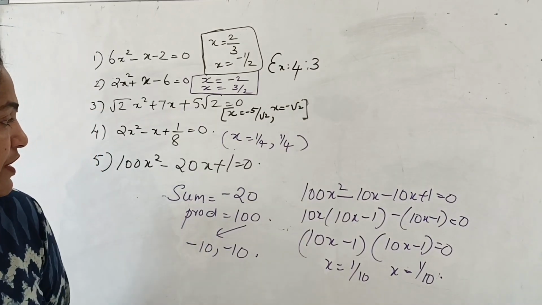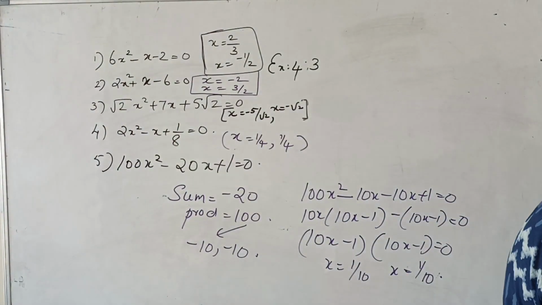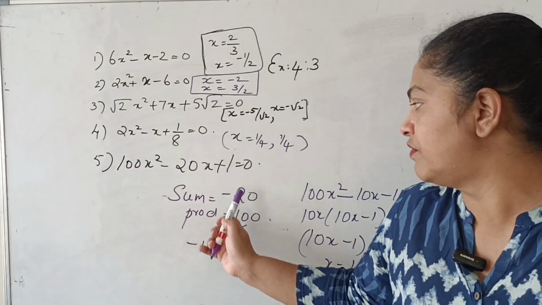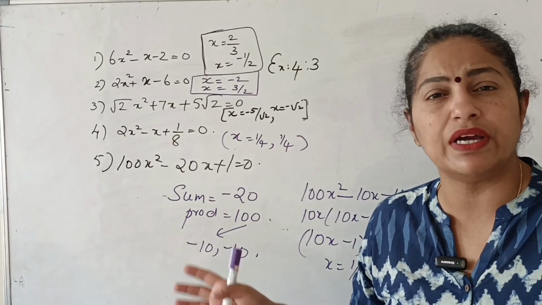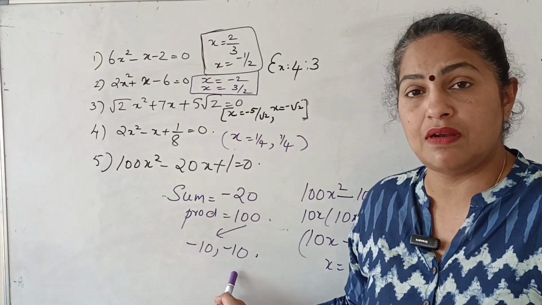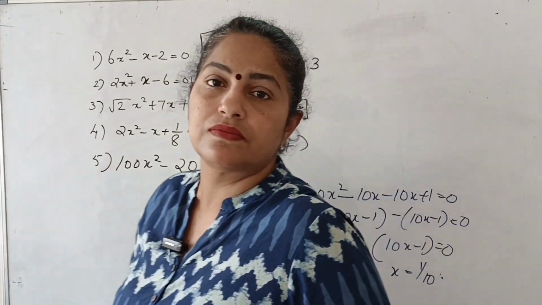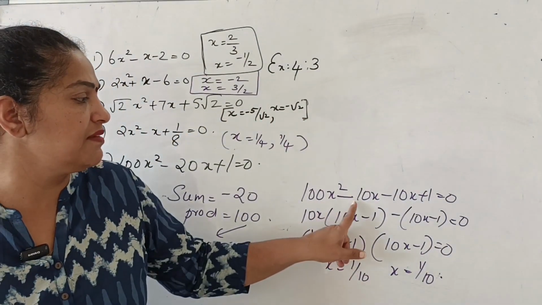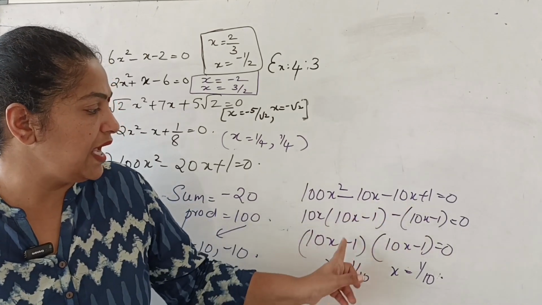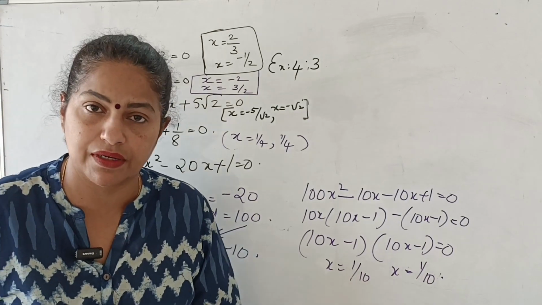100x square minus 20x plus 1 is equal to 0. Now the sum is minus 20 and the product is 100 into 1, which is 100. This was very easy, so I did not even break it down into factors. The numbers are minus 10 and minus 10 and the sum is minus 20. Now I have split minus 20x as minus 10x minus 10x. I have grouped and I am getting the value of x as 1 by 10 and 1 by 10.